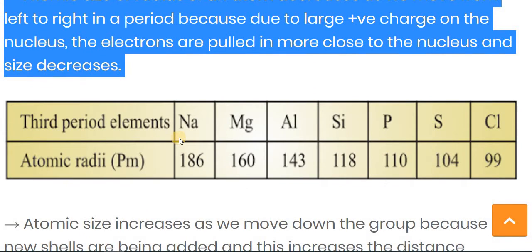Here you can see, if we are moving from left to right in a period, there is no increase in shells, the shell is the same, but electrons are added. Due to the adding of more electrons, stronger attraction forces occur, and due to the stronger force of attraction, the electrons are pulled in closer to the nucleus, and the size is decreased. So in a period, if you are moving from left to right, then the atomic size of the element is decreased.